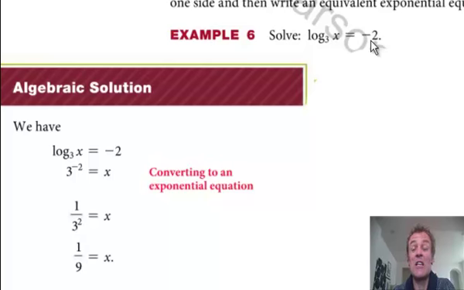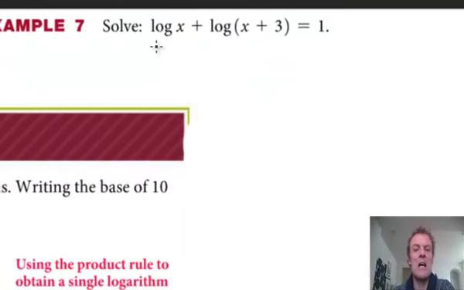Well, if I change that to an exponential form, I'll have 3 to the -2 equals x. So that's one way of doing this. If I change that to exponential, I've got the answer because 3 to the -2 is 1/9, and that's it. So remember, 3 to the -2 equals x, so x equals 3 to the -2, which is 1 over 3 to the +2, which is 1/9. Not too bad. Right, how about this one?